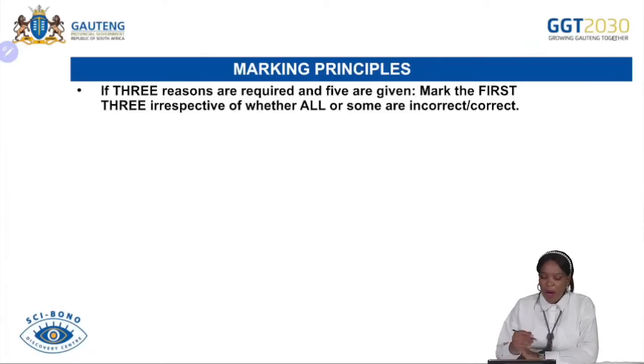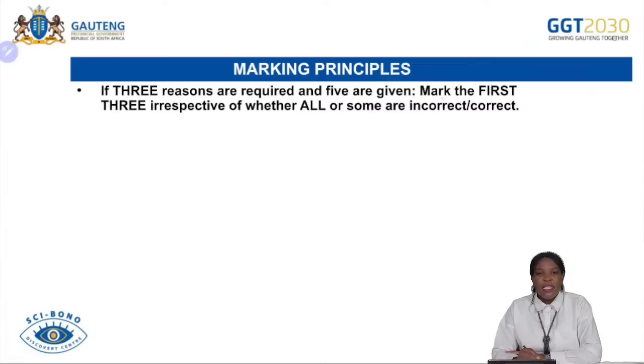Firstly, if you are asked to give 3 reasons, and then you give 5, only the first 3 are going to be marked. And you may find that your last 2 are the ones that are correct. Then you put yourself at risk of losing those marks. So please make sure that you only write what is required. 3 reasons, only write 3 reasons, because the marking guideline says we're only going to mark the first 3.